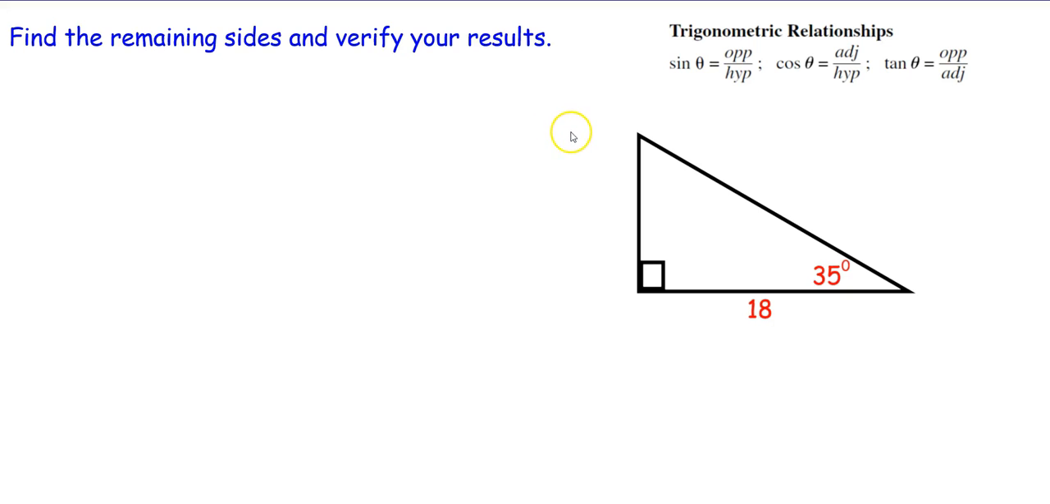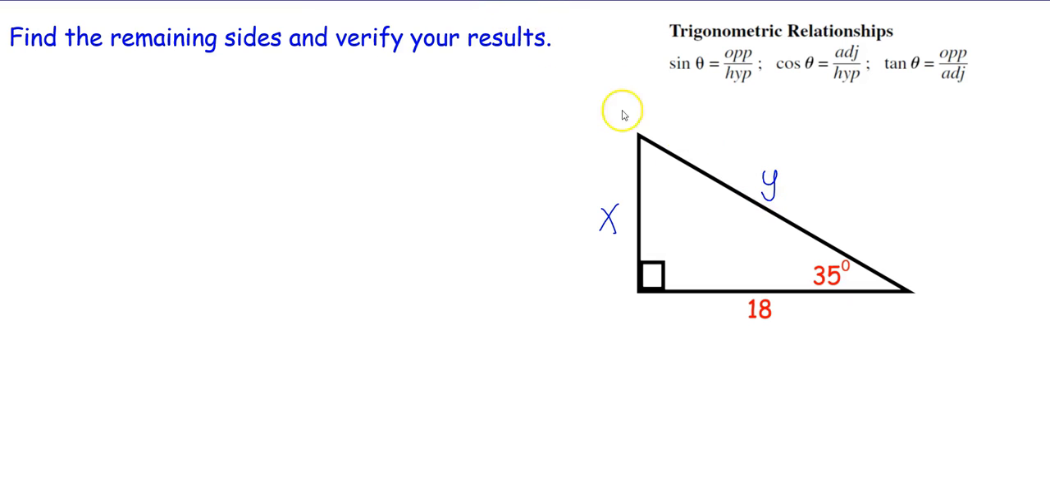So in this video we are going to find the remaining sides of a right triangle given one side and one angle. We know that there are three sides in any triangle. So given one side is 18 and you are looking for this side and the hypotenuse. So let me name them as x and y. So we want to know the measure of x and the measure of y.